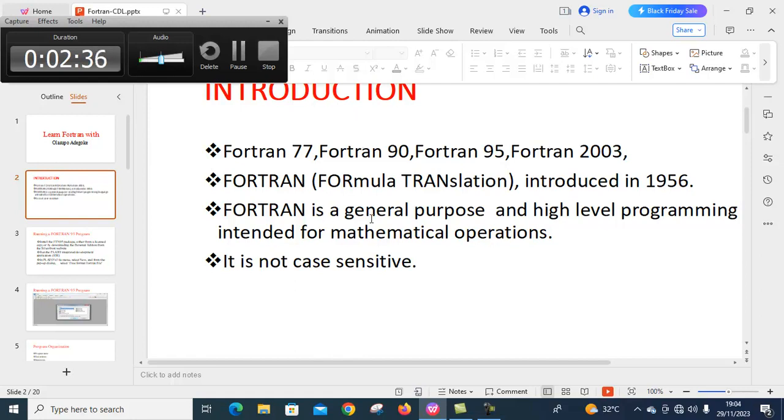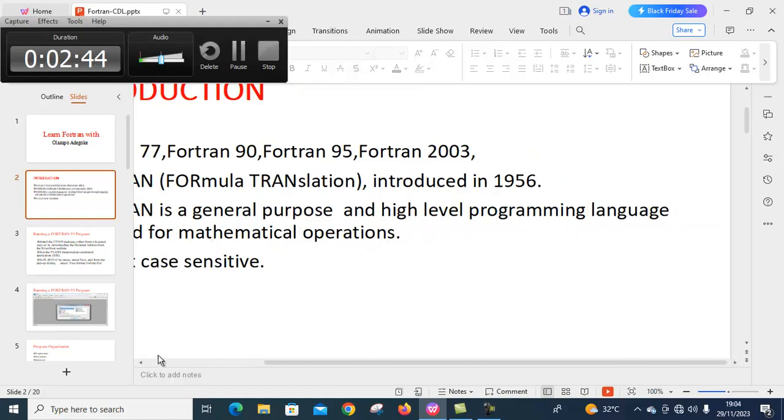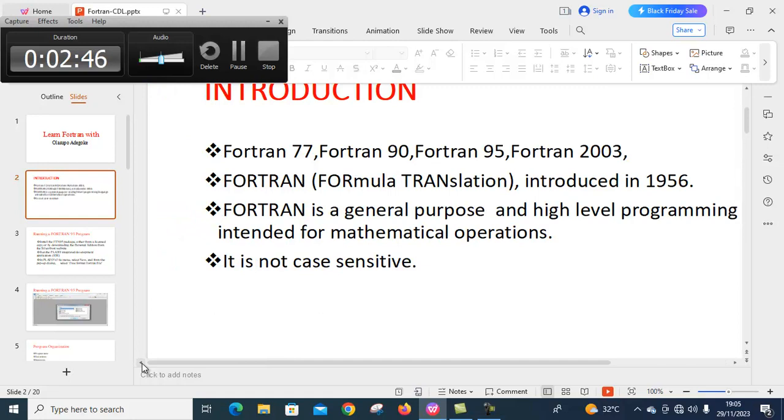So looking at the introduction, it says it is a general purpose and high-level programming language intended for mathematical operations. And again, it is not case sensitive. That is, it is possible for you to use capital letter to write your program or small letter. So it is not case sensitive.